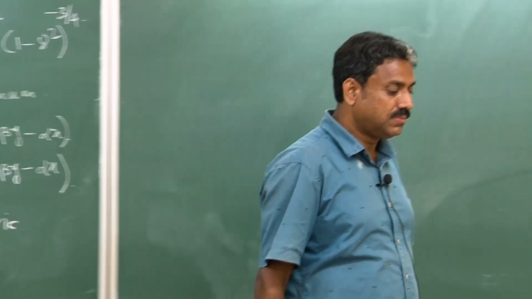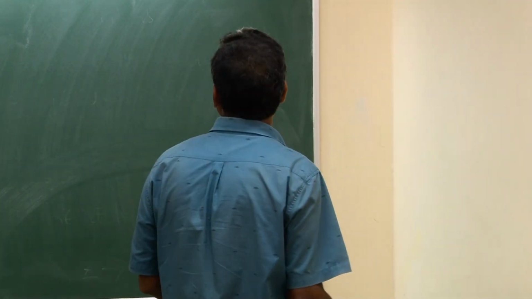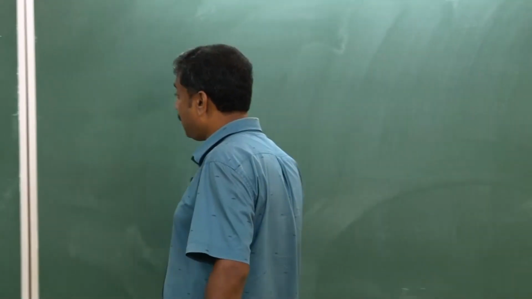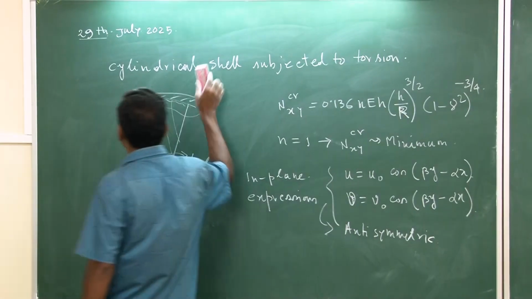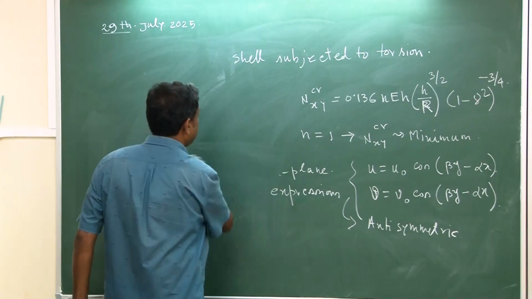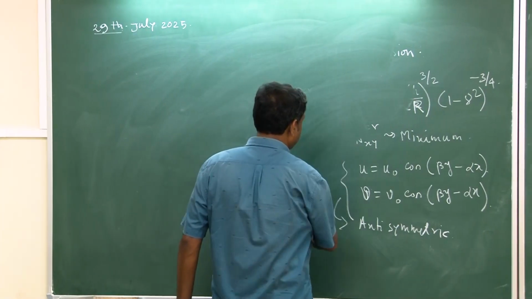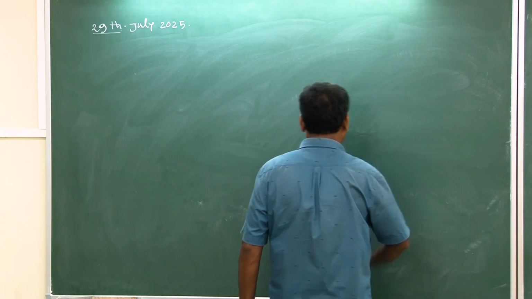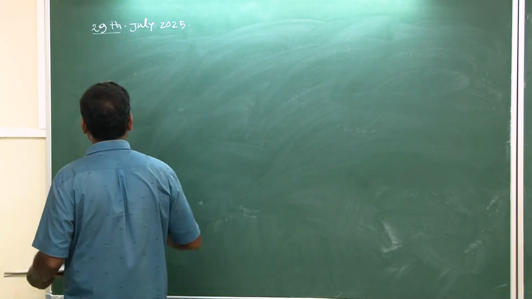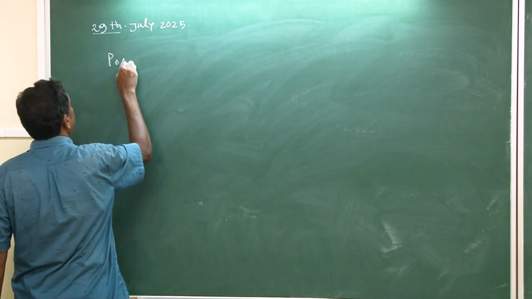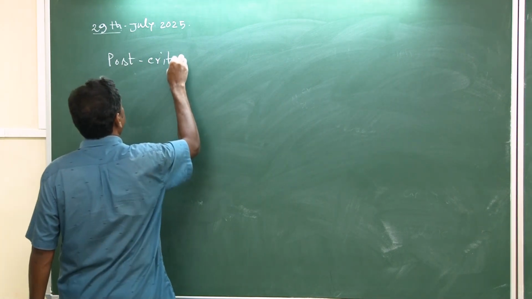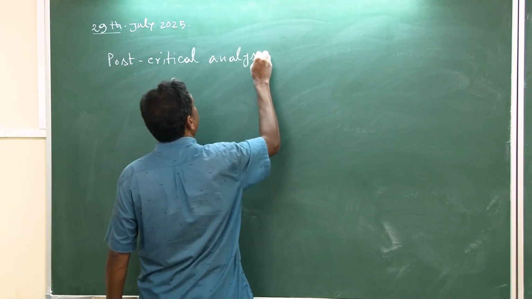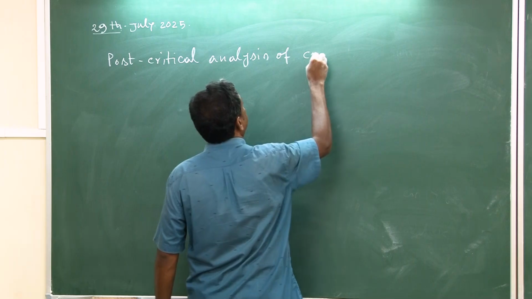Okay. So, we could have directly used this, but we will use a different formulation for that. Till now we concentrated on finding out the critical load under different kinds of loading. Now, we will see the post critical analysis of the cylindrical cell. Post critical analysis means beyond buckling, okay, of the cylindrical cell.